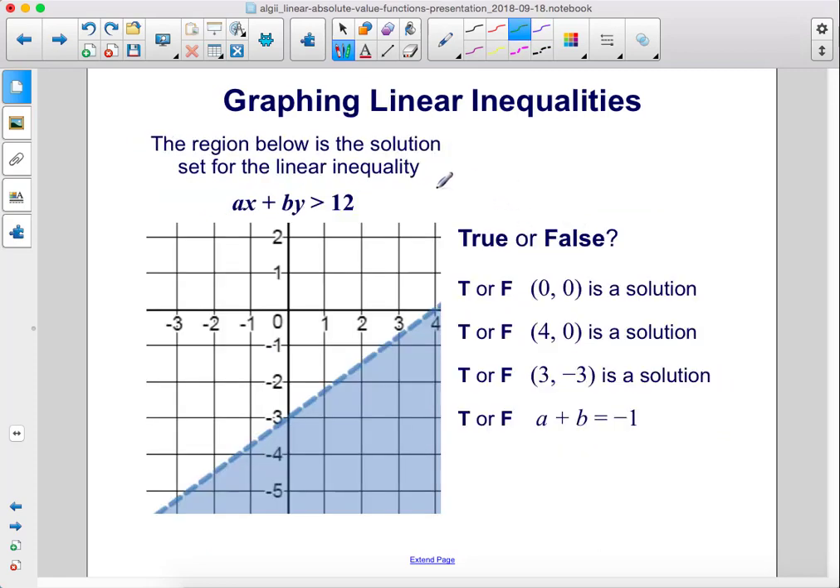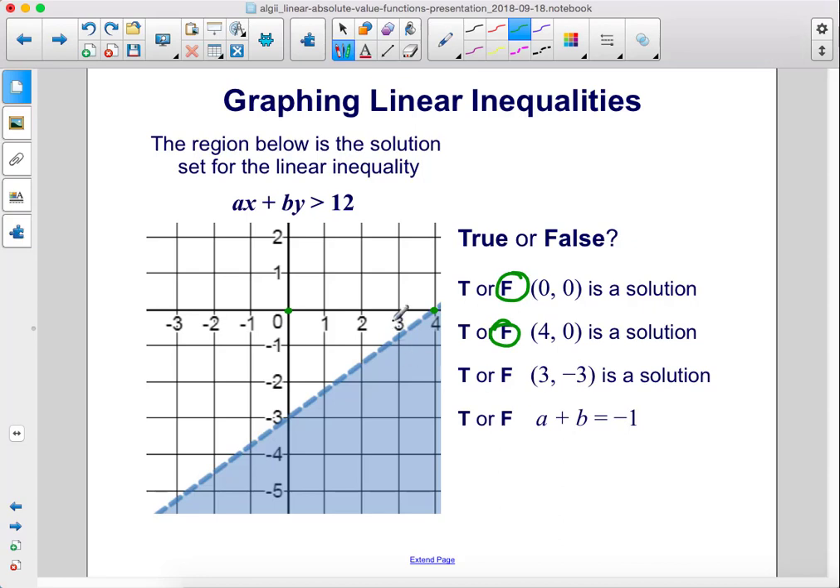The region below is the solution set for the linear inequality ax plus by is greater than 12. True or false? 0, 0 is the solution. Here is 0, 0, and since it's not within the shaded region, it's not a solution, so this is false. 4, 0 is the solution. Here is the point 4, 0. It's on the boundary line. However, in this case, the boundary line is dashed, which means that this point is not included in the solution, so this is false as well.